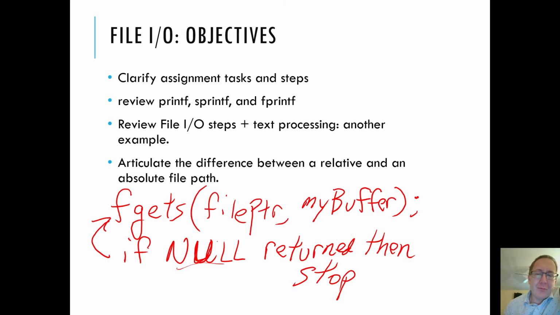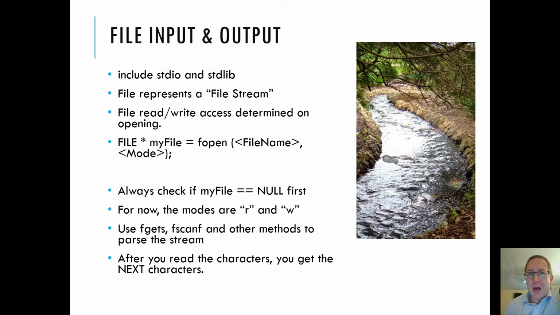But I want to look briefly, before we get into this, at the difference between absolute and relative file paths. I always assume everyone's already seen this, but it turns out people haven't, so if you're a little confused, that's okay. But I also want to talk about file opening and what a file stream is first.